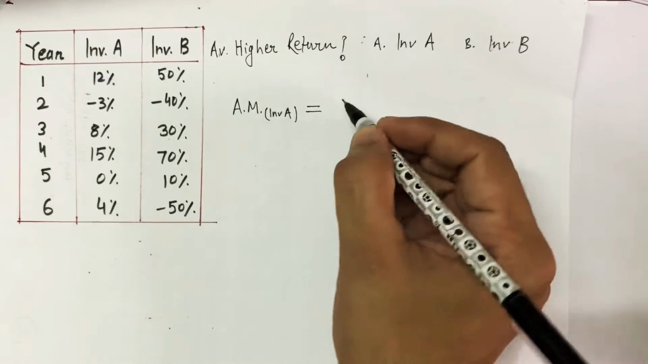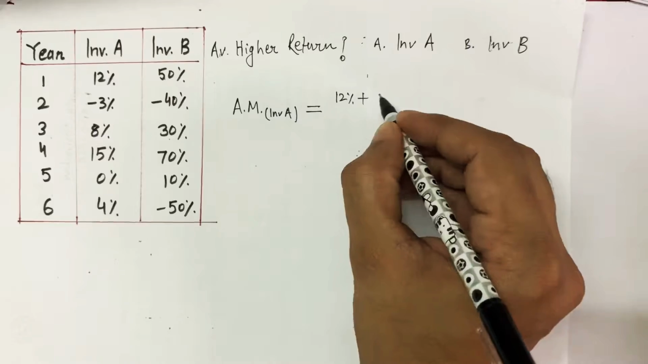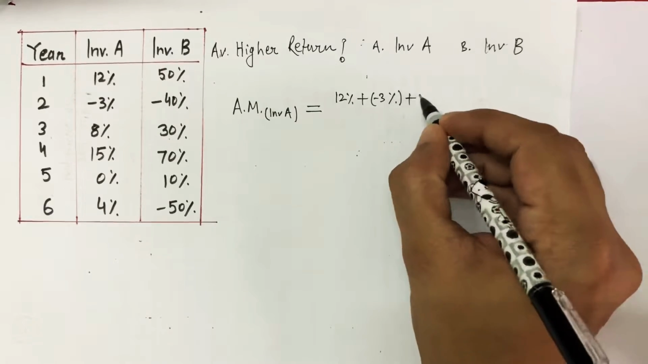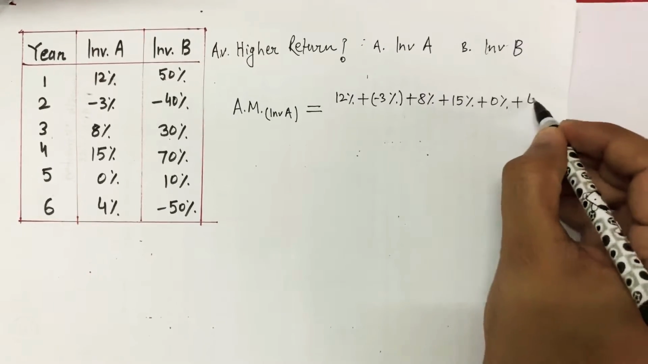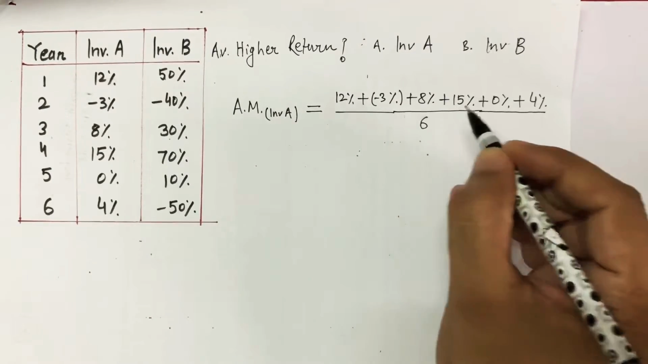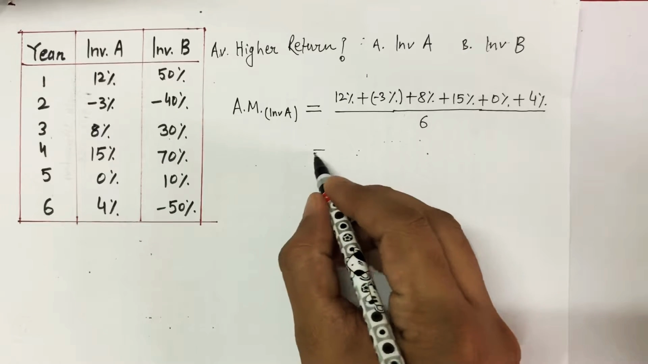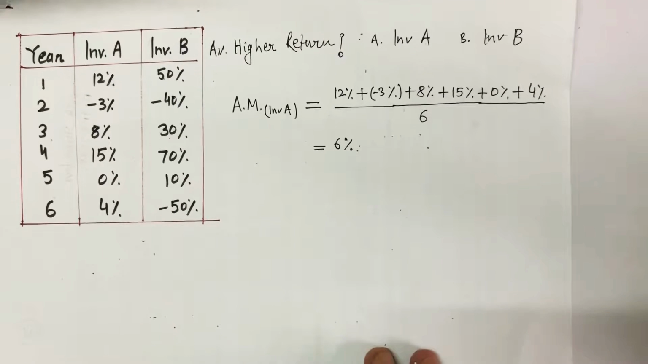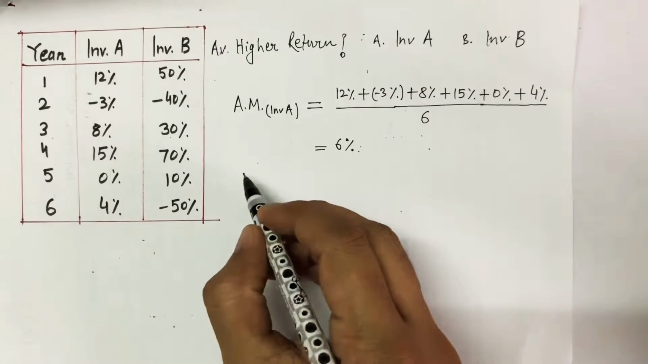That means what is the average return for investment A, and I'm going to use the simple concept of arithmetic mean. So I'm going to use 12% plus -3% plus 8% plus 15% plus 0% plus 4%, and then I'm going to divide it by the number of years. That's what the formula of arithmetic mean is, sum of values divided by count. And when I solve this, I get the arithmetic mean of 6%. That means arithmetic mean suggests that investment A is going to give me an average return of 6% every year.